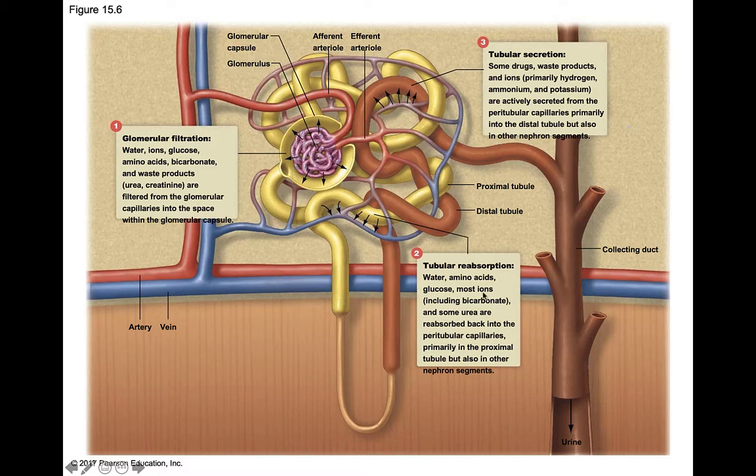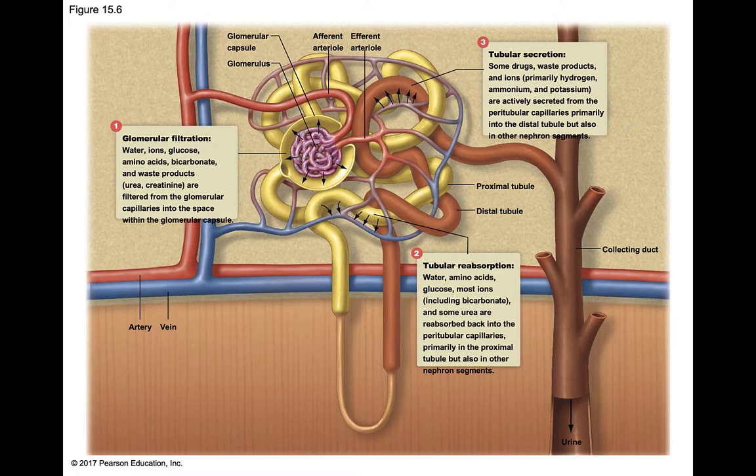Then we have tubular reabsorption. So this is going to involve going from the tubule back into the bloodstream. So once again, leaving the tubule, going into the bloodstream. Now, during tubular reabsorption, water, amino acids, glucose, most ions, and some urea are reabsorbed back into the peritubular capillaries. This primarily happens in the proximal nephron.